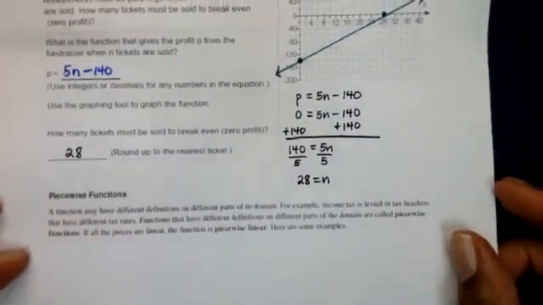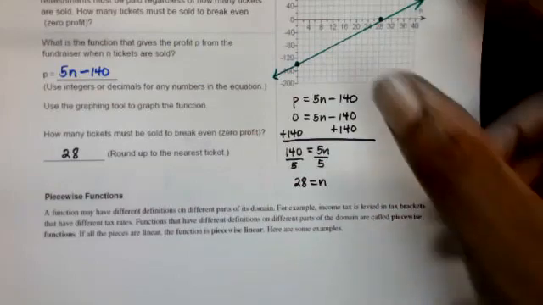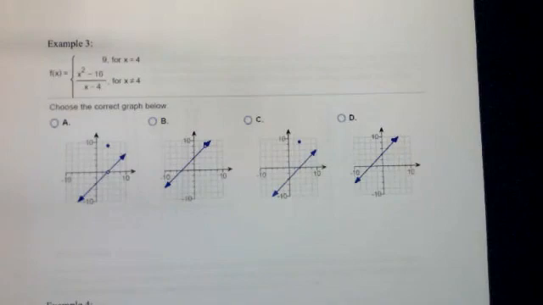All right, another type of function would be a piecewise function. Now, a function may have different definitions on different parts of its domain. And a good example of that would be income tax. That's usually levied in tax brackets that may have different tax rates. Functions that have different definitions on different parts of the domain are what we call piecewise functions. And if all the pieces are linear, then the function is piecewise linear. Now, on the next page are a few examples like this one.